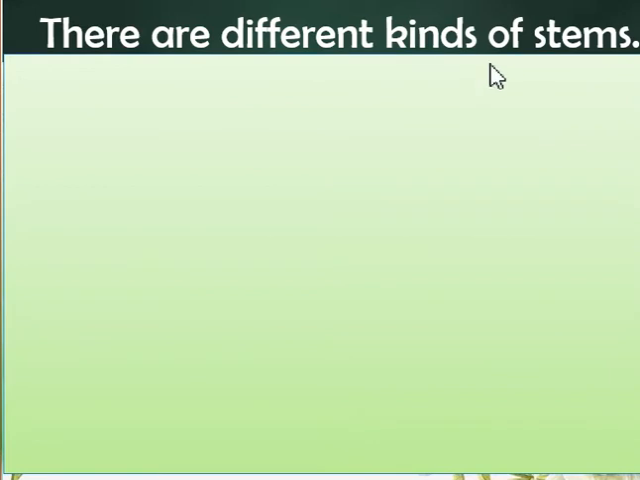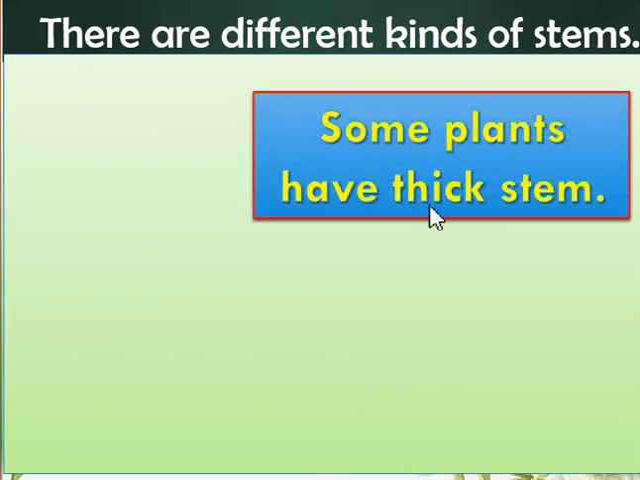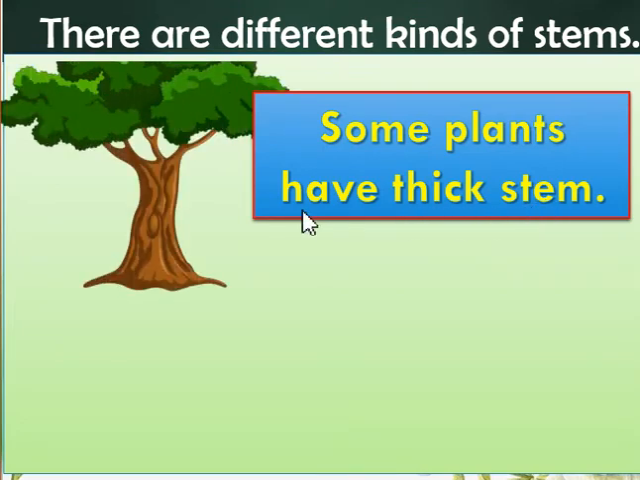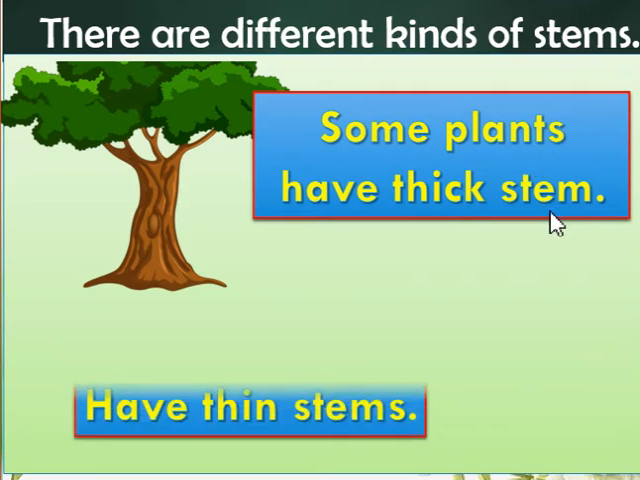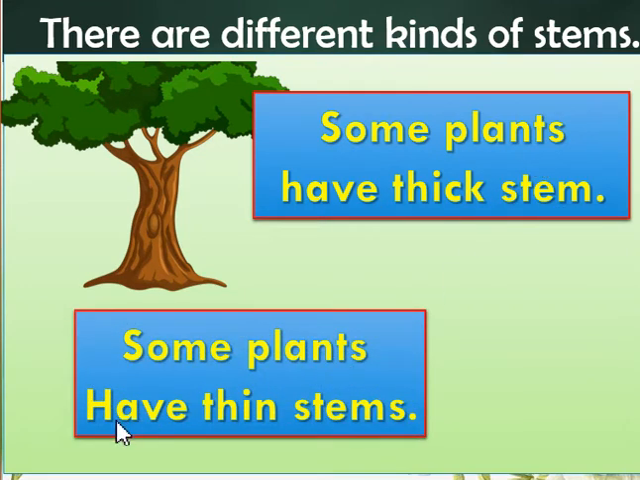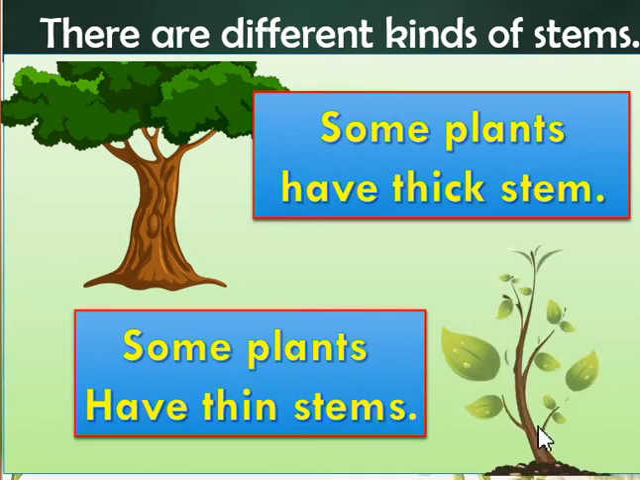There are different kinds of stems. Some plants have thick stems. A thick stem is a very big stem. Again, some plants have thick stems. And some plants have thin stems, like this.